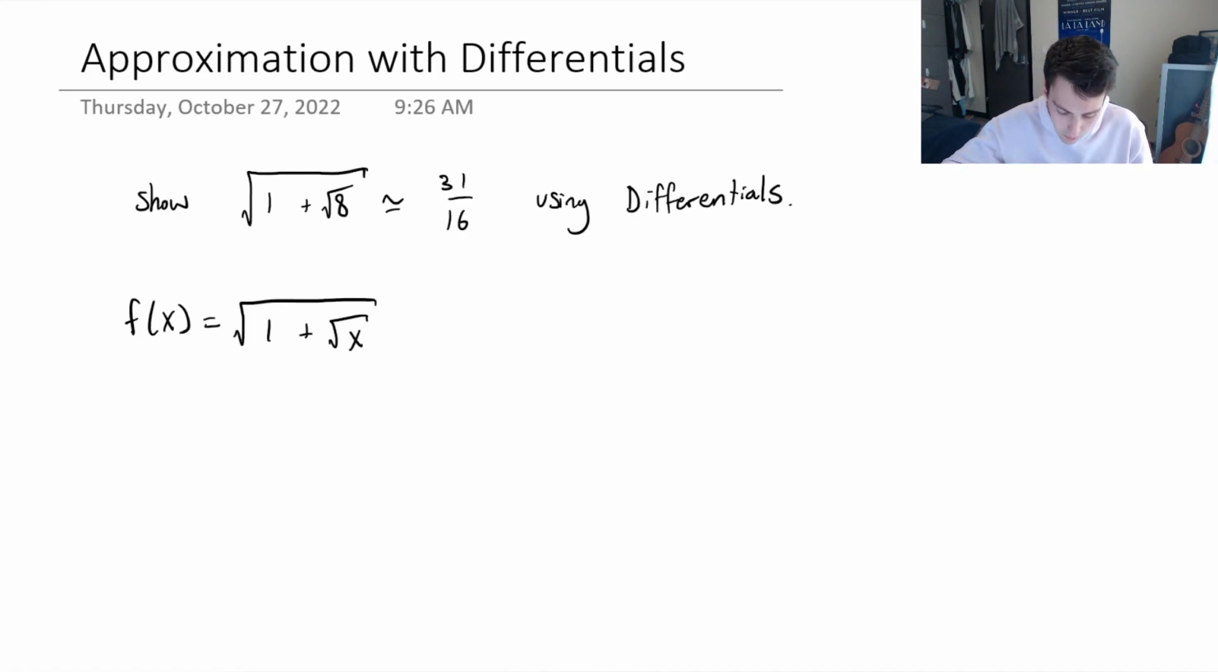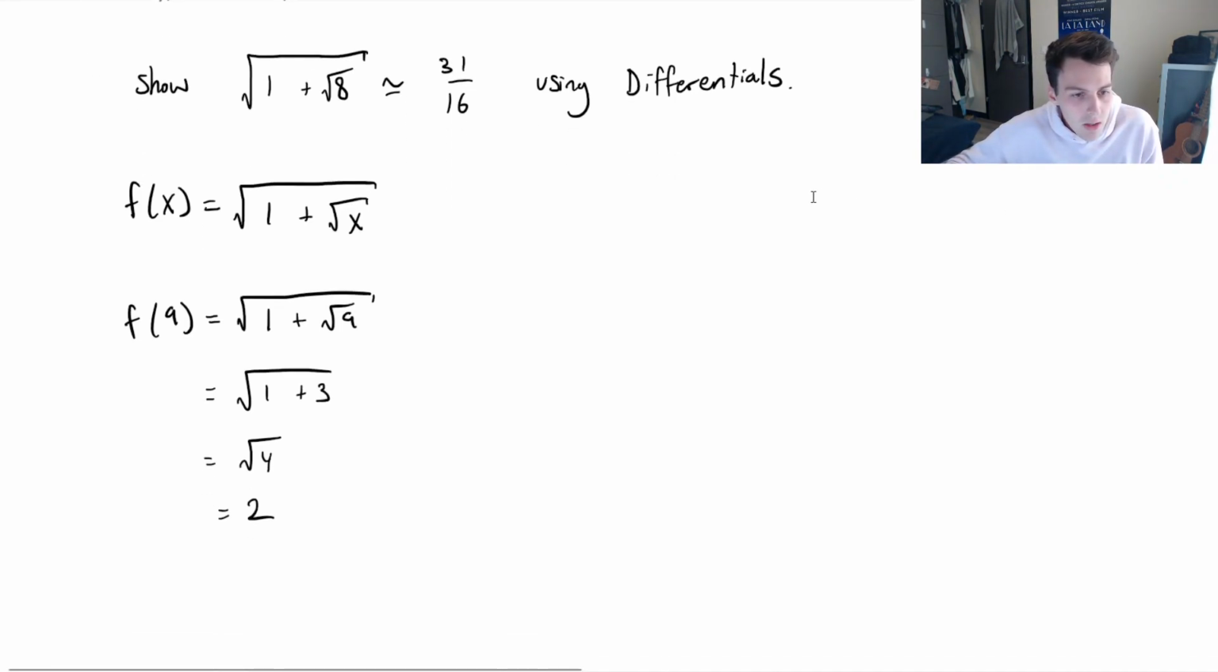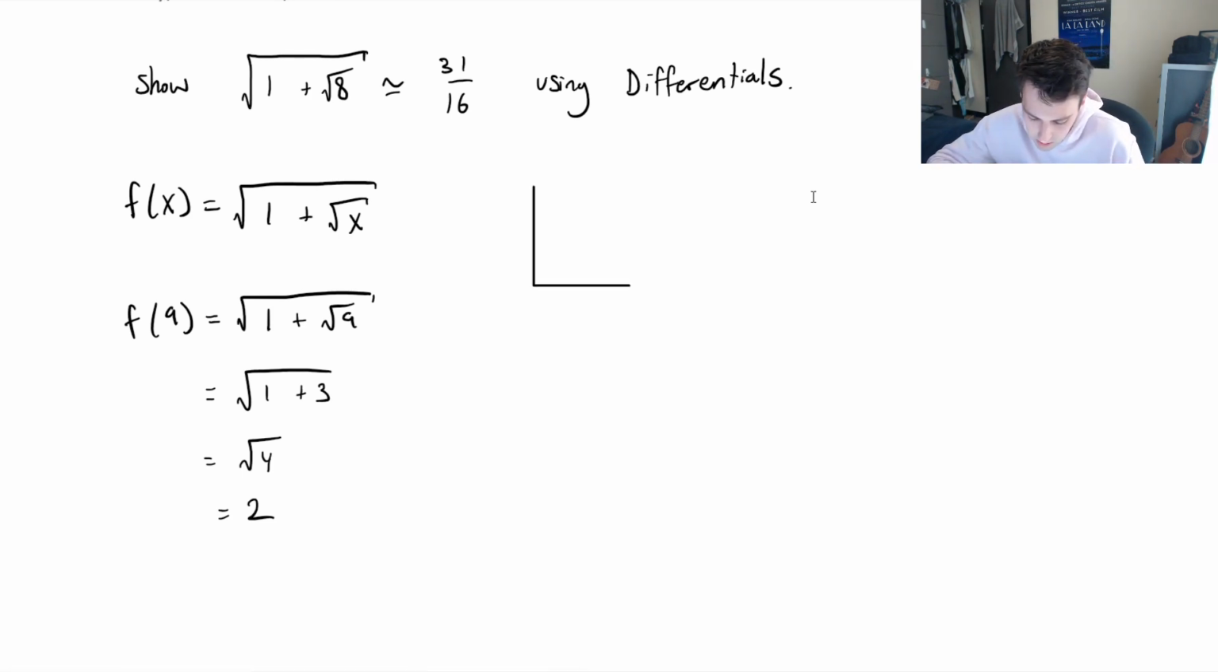So first, let's show what we were talking about, evaluating that function at f of 9. So at f of 9, we have the square root of 1 plus the square root of 9. This is now just 1 plus 3, which is the square root of 4, which is equal to 2. Okay, great. So before we get into more of the arithmetic, let's take a look at how we show this with differentials.